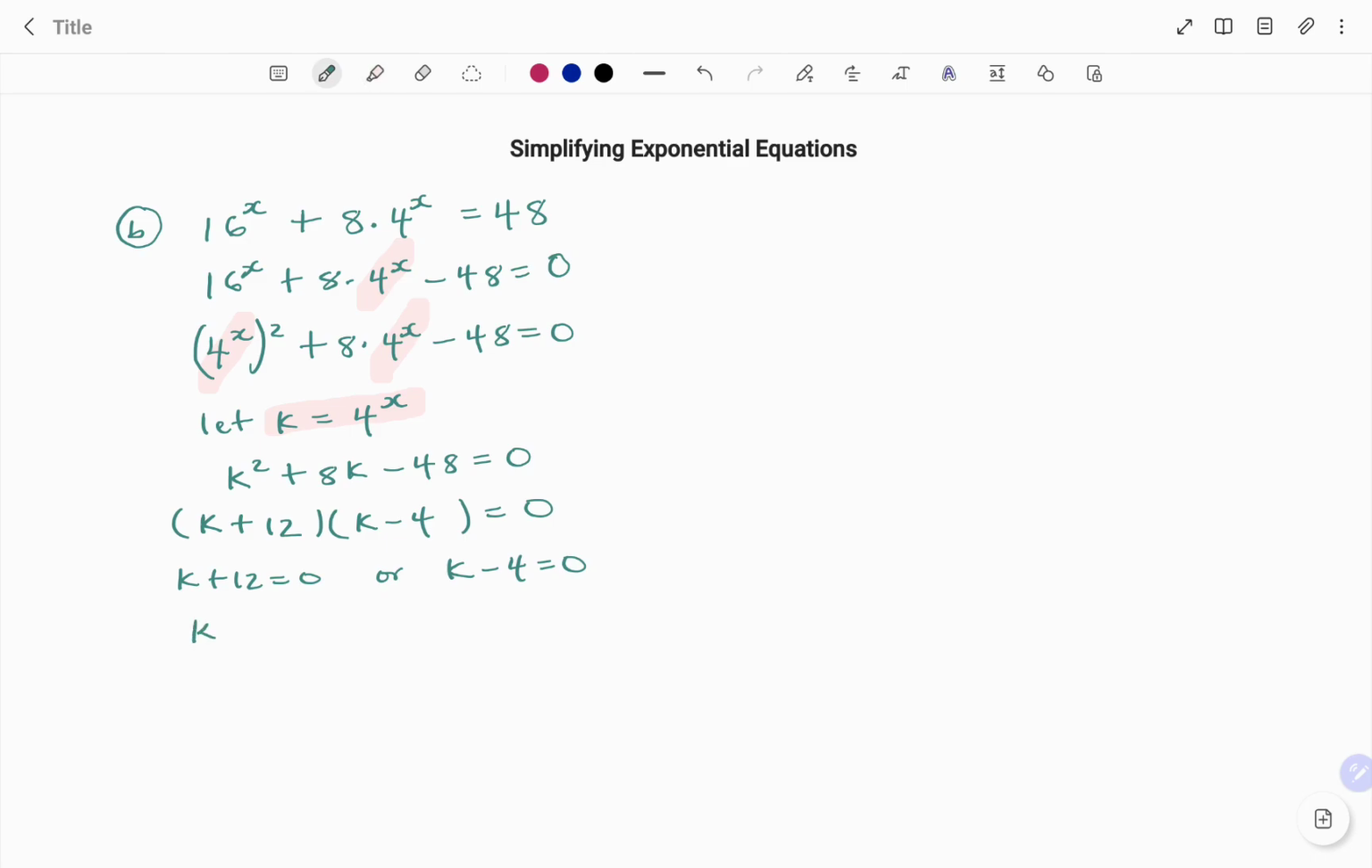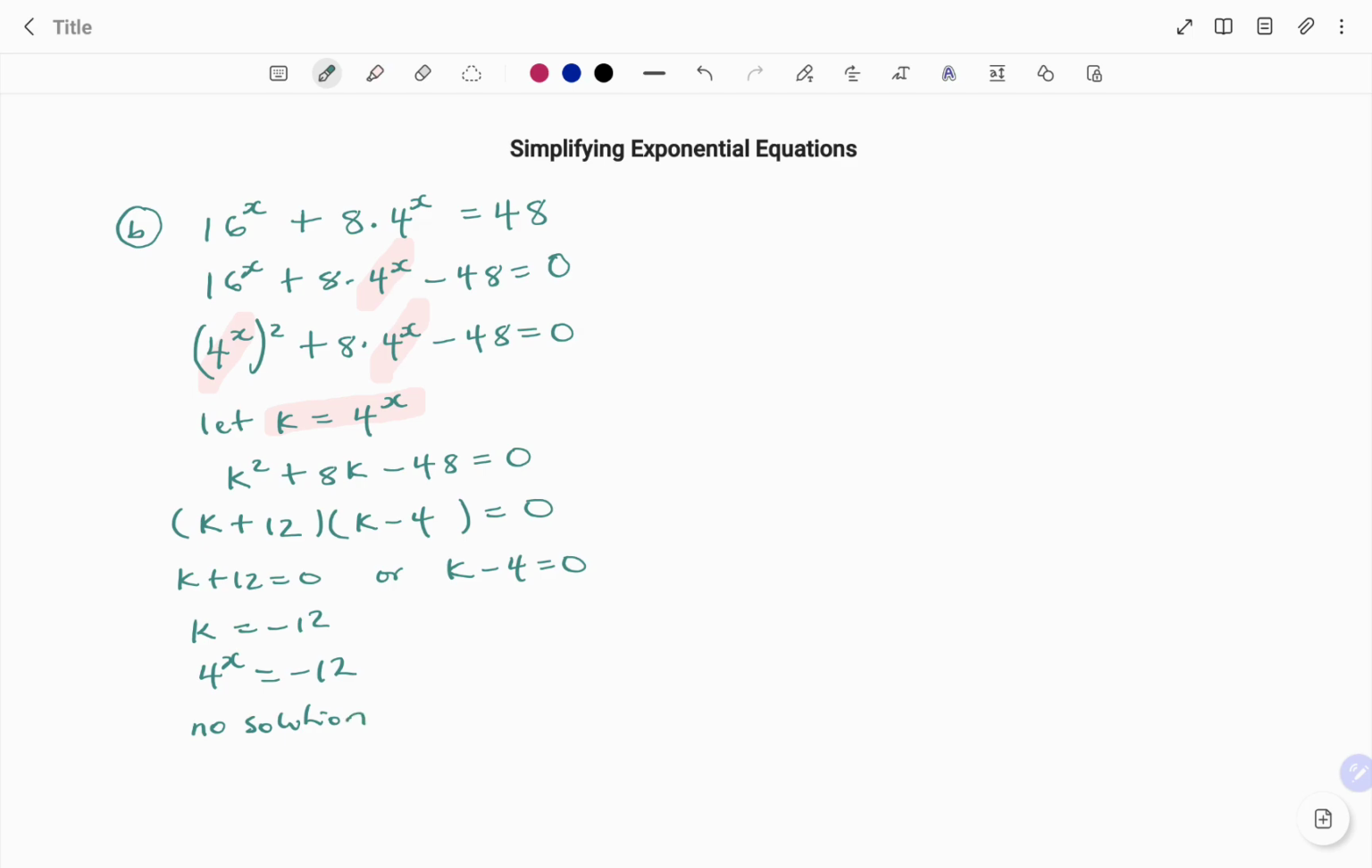I have k equals to minus 12. Therefore, 4 to the power of x, replacing my k, equals to minus 12. However, I cannot have 4 to the power of x being a negative number. So therefore, this is no solution.